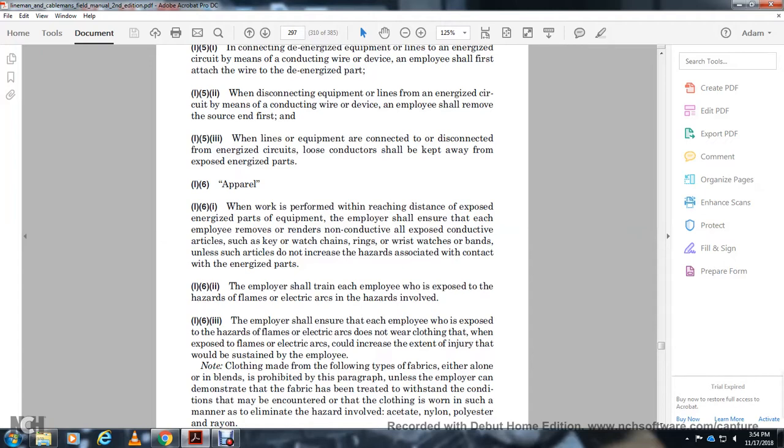Clothing made with the following types of fabrics, either alone or in blend, is prohibited under the paragraph unless the employer can demonstrate that the fabric has been treated to eliminate the hazards involved: acetate, nylon, polyester, and rayon.